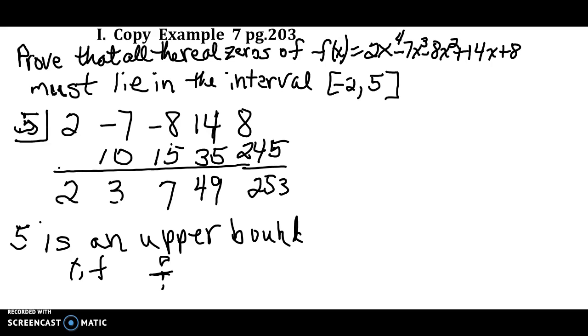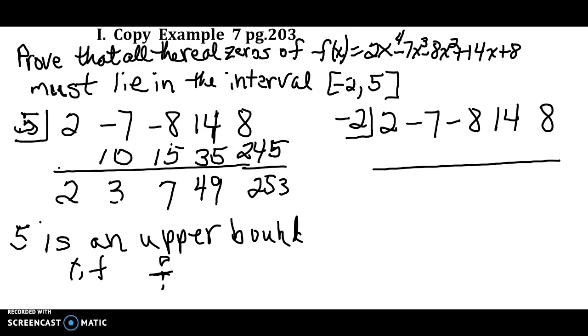Okay, now we're going to do the same kind of procedure with the -2, which we're trying to show is the lower bound, but we're looking for a different outcome. This time, what we hope to find is that all of the numbers on the bottom alternate sign, positive, negative, positive, or vice versa, just so that they alternate sign.